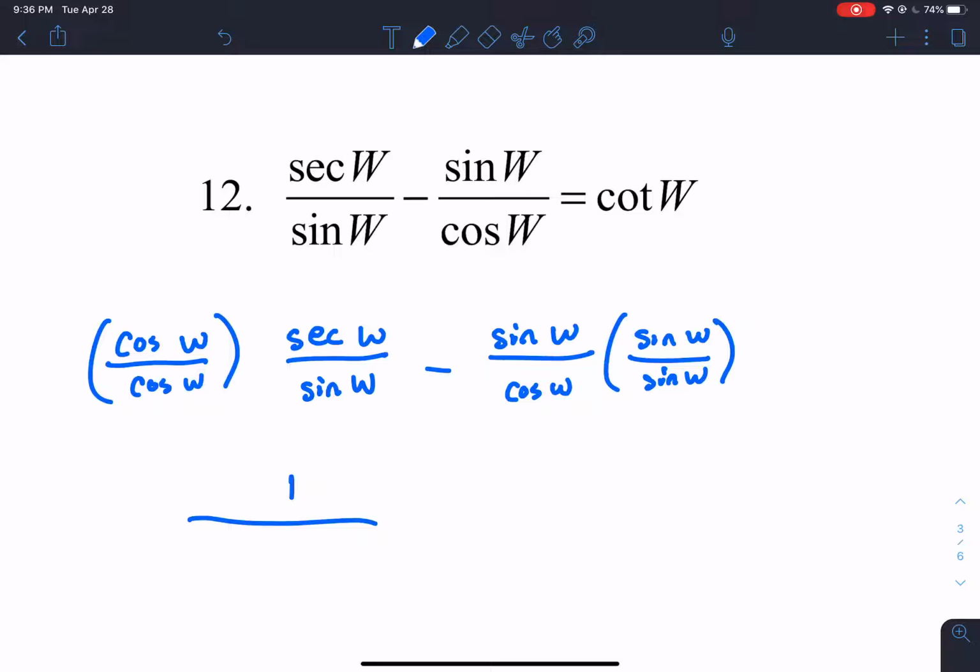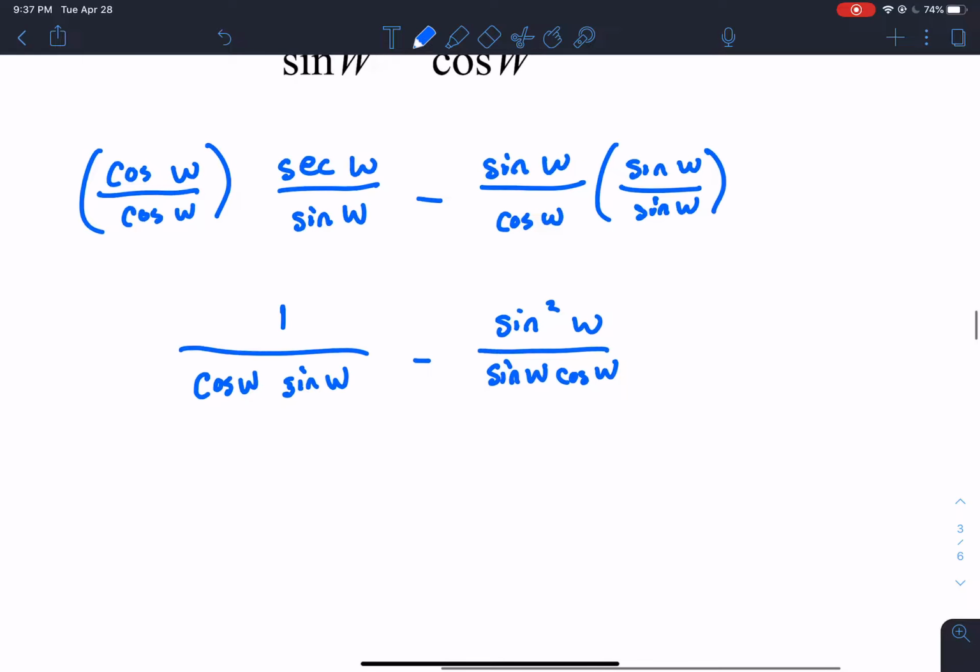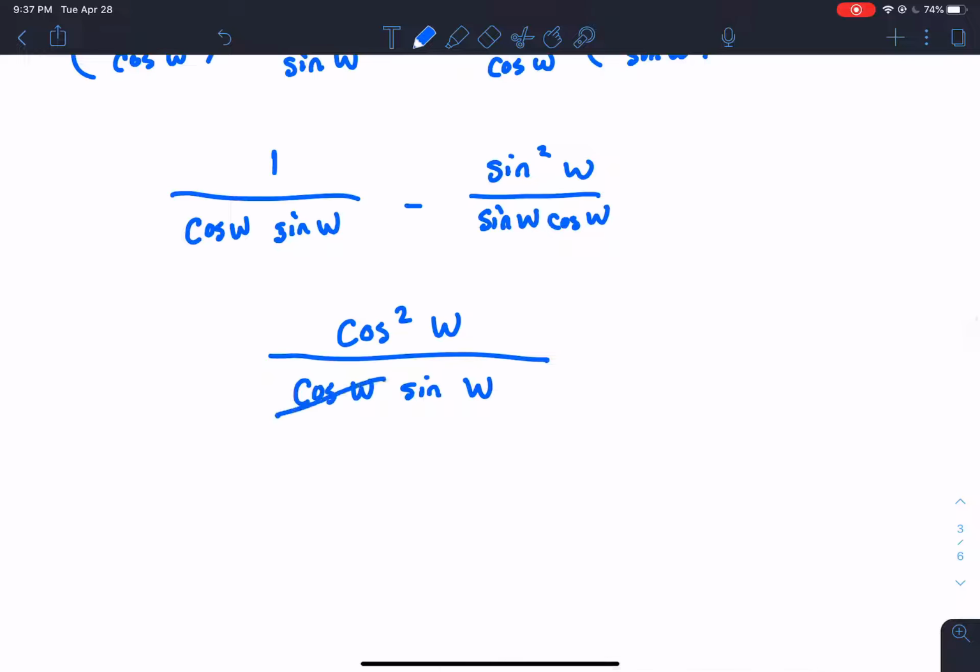So you got 1 over cosine w sine w minus sine squared over sine w cosine w, right? Now in the top I got 1 minus sine squared, which you guys know becomes cosine squared. Now if you simplify that, this cosine is going to cancel out one of these. So now you got cosine w over sine w, which is cotangent of w. And that's your proof.